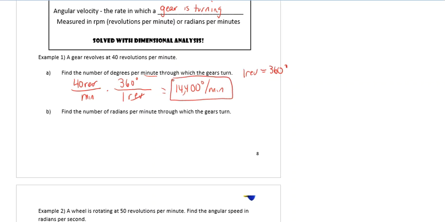Find the number of radians per minute through which the gears turn. So again, I'm going to start with that same 40 revolutions per minute. And instead of one revolution being 360 degrees, in radian measure, 1 revolution is 2 pi radians. I have 2 pi radians. Again, I still put radians. I don't need to, but I like it because it keeps me organized. And I'll have 80 pi radians per minute.